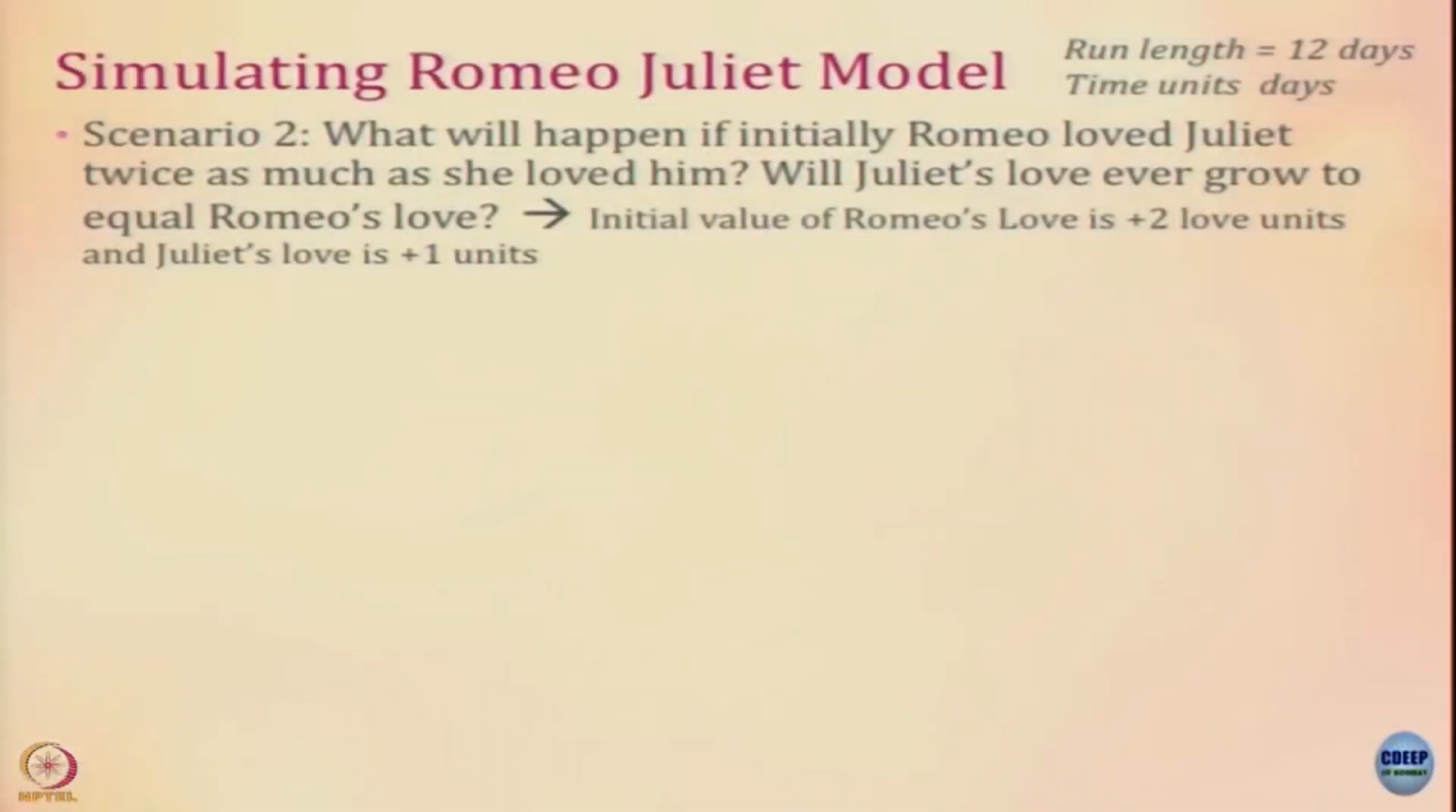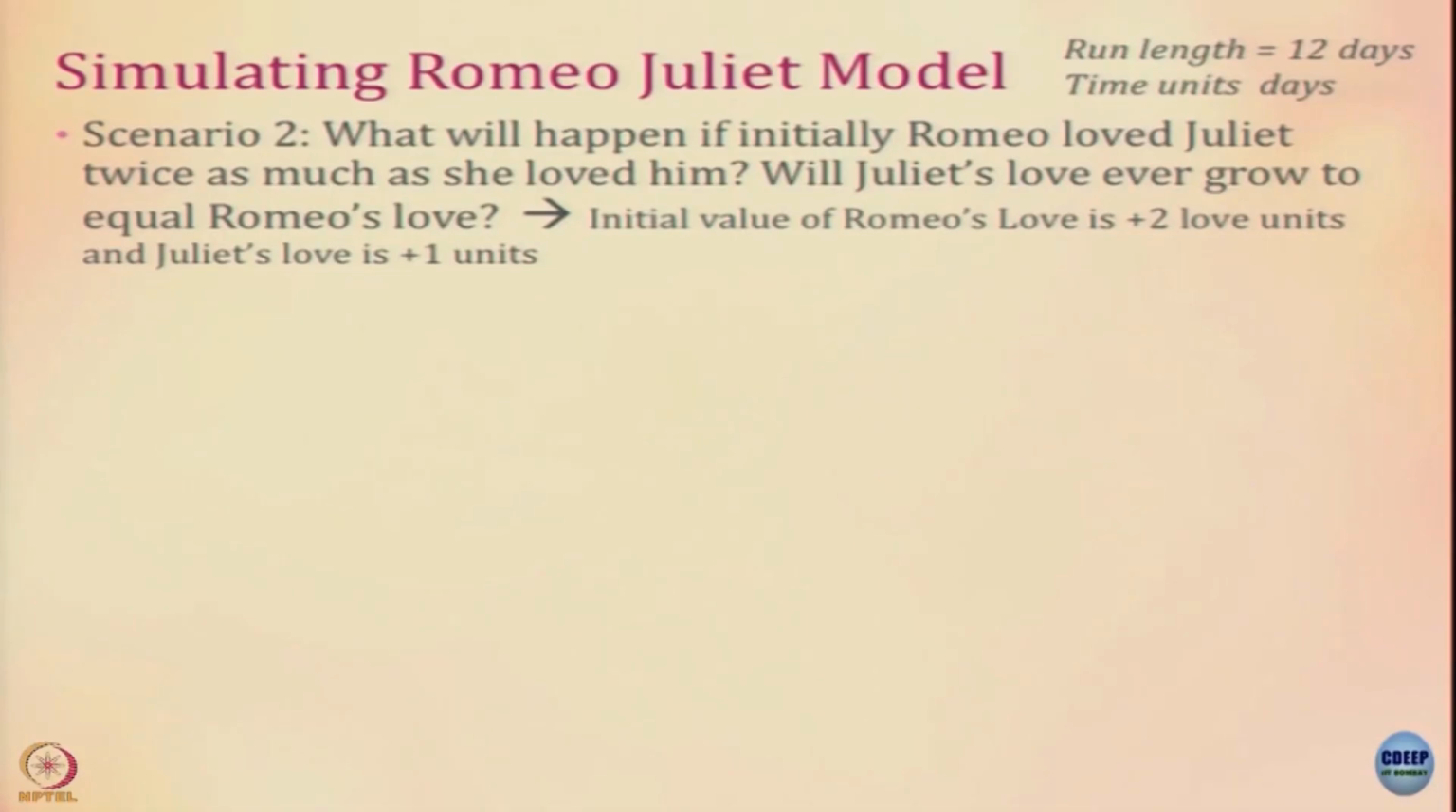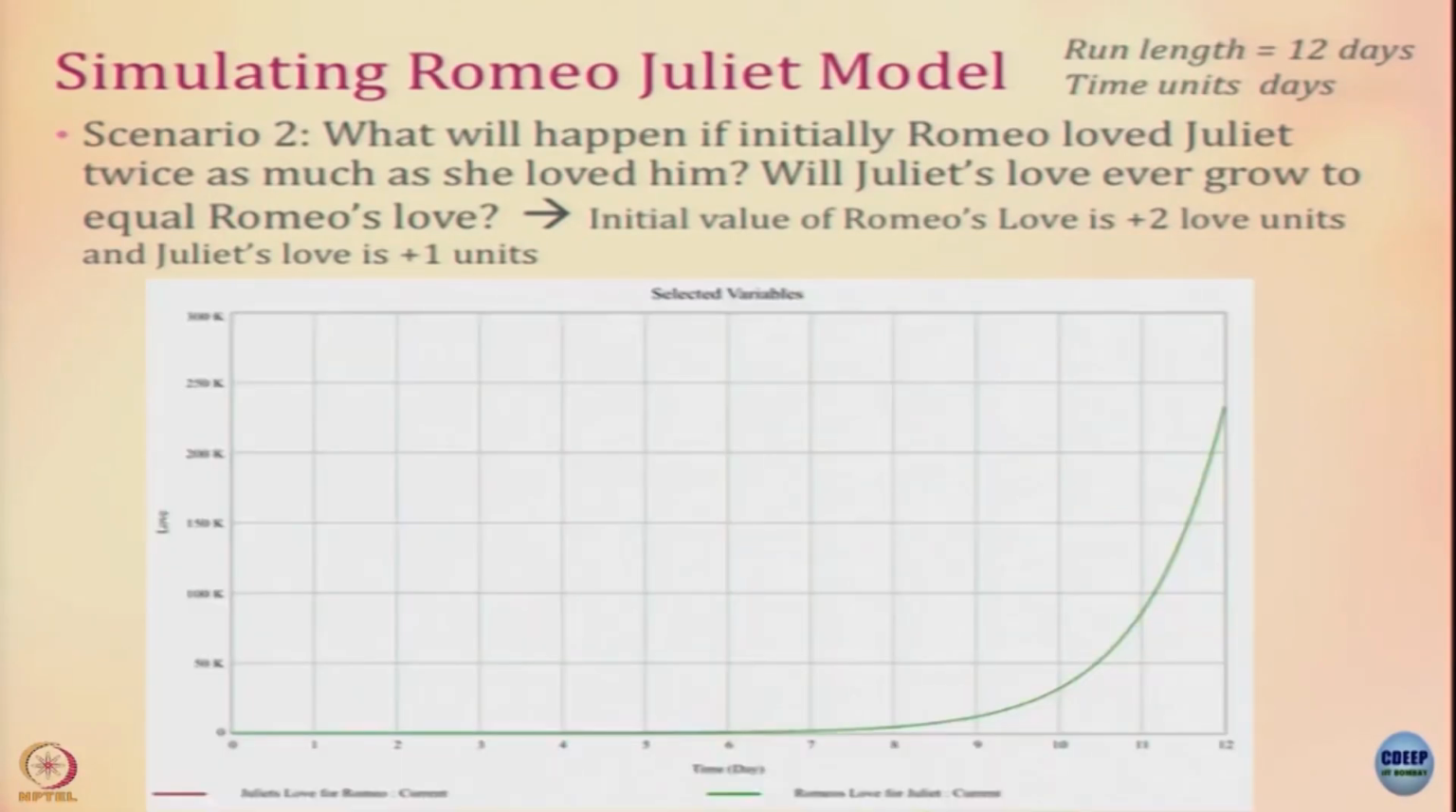Now, let us do some interesting scenarios and plot changes in the basic storyline. What will happen if initially Romeo loved Juliet twice as much as she loved him? Will Juliet's love ever grow to equal Romeo's love? What do you think? To simulate it, we can set the initial value of Romeo's love to +2 love units and Juliet's love to +1 love units. And if we simulate it, actually the dynamics is as seen here.